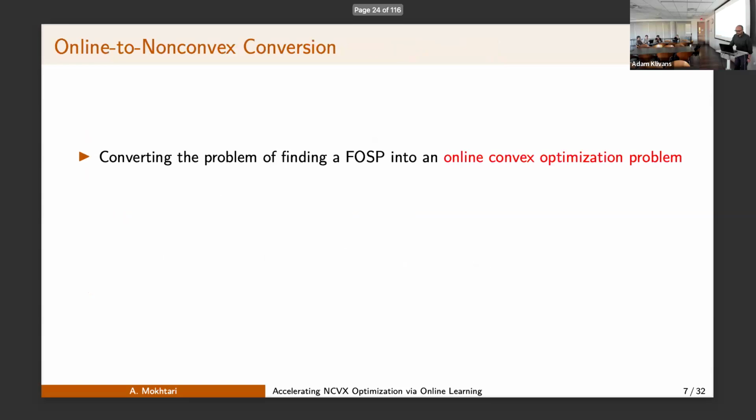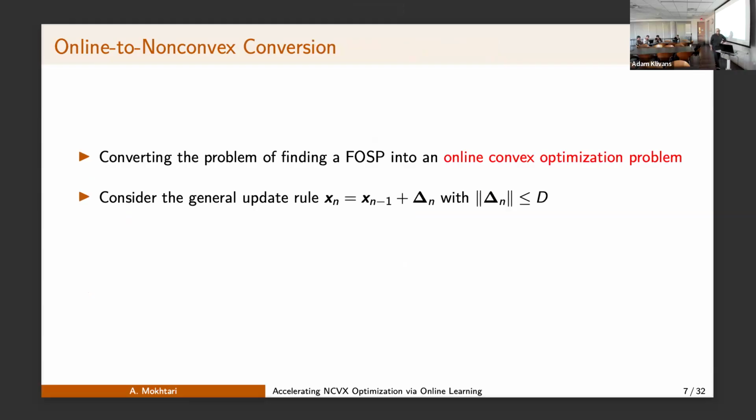And right, so now let's get back to our problem. I wanted to find the stationary point of a non-convex function f. I'm going to show you that it can be written as an online convex optimization problem. Something that we know how to solve and it's very tractable. And it comes from a very simple observation.